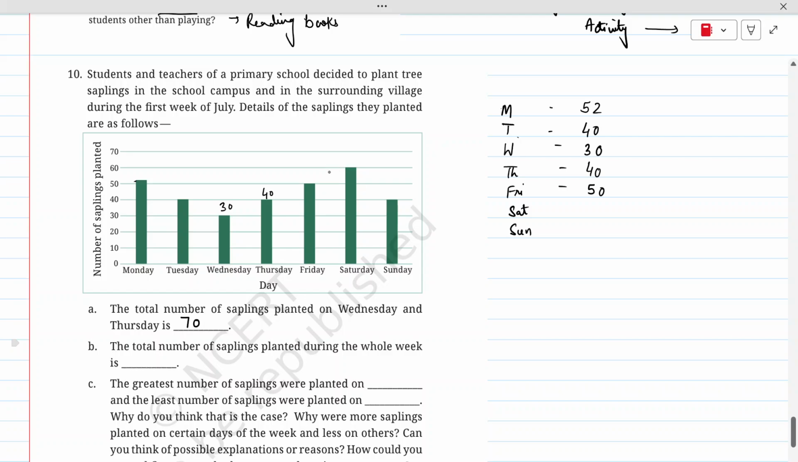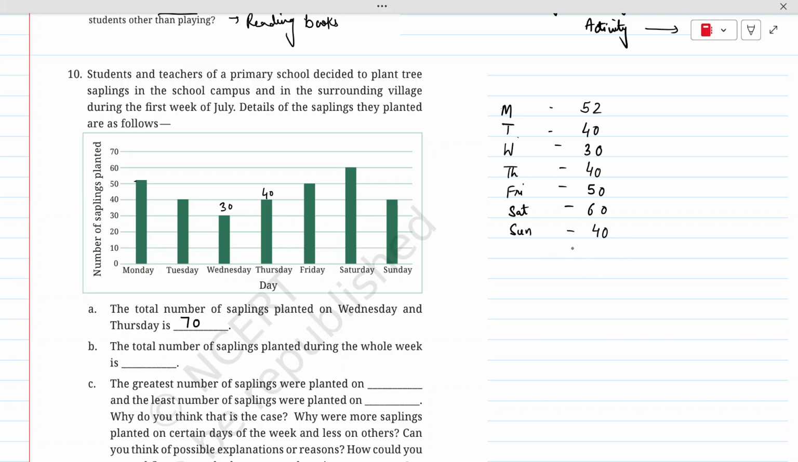Saturday, we have 60. And Sunday, we have 40 again. I think I have to check on Thursday. Thursday is 40, this 40 and this 40. Okay, all right. So now what we have to do?